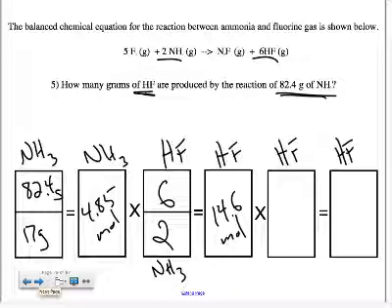And then the molar mass of hydrogen fluoride is 20: fluorine is 19, hydrogen is 1. So we're going to do 14.6 times 20, and that's 292 grams.